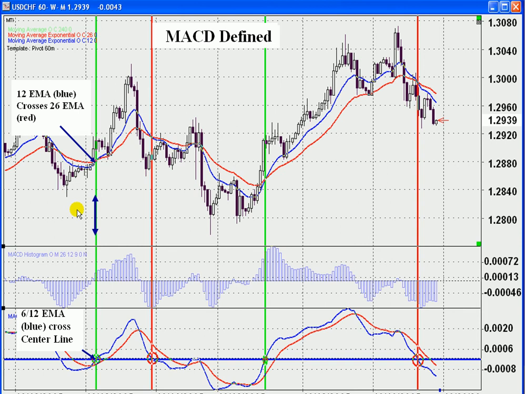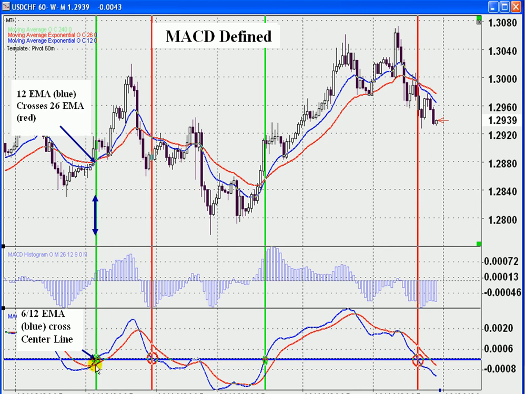Looking at MACD a little closer, I still have the 12 and 26 moving averages placed on the chart, and I just want to show you how the 12 and 26 blue line is moving across the 9, the red line. And if we look down our chart, we will see how the blue line is crossing above the MACD center line, so you see the relationship between the two.